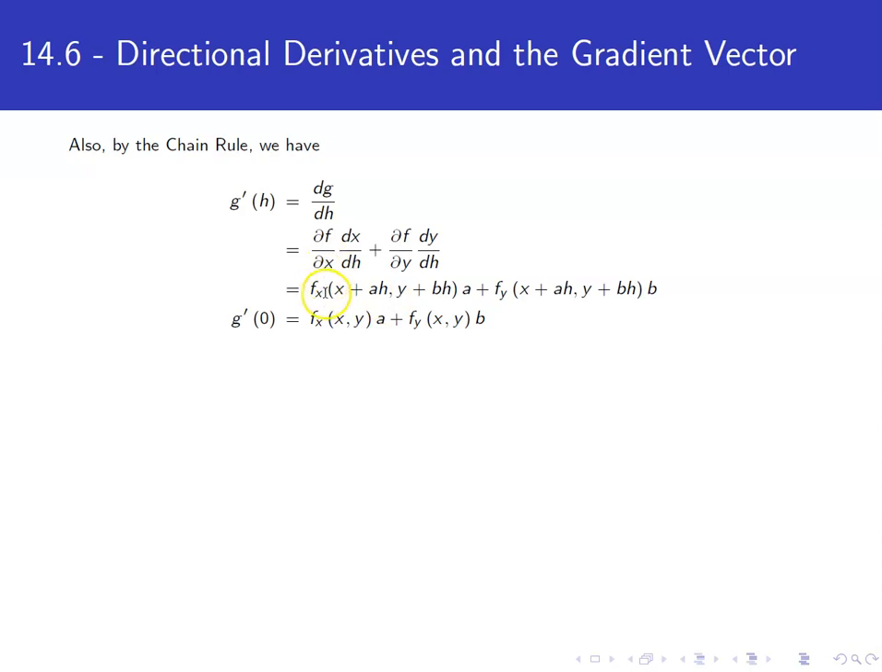Well, this is the partial with respect to x of x plus ah, y plus bh times a, because that is the derivative of x with respect to h. Similarly for y, we get the same type of expression just with a b on the end. And then if I put in 0 for h, I get the partial with respect to x of x, y times a plus the partial with respect to y times b. And the result follows because that has to equal the expression on the previous slide, namely the directional derivative.